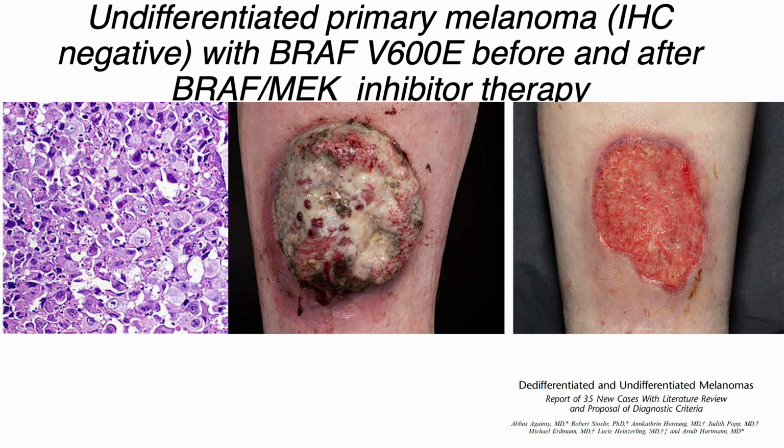So here's another example of similar application of BRAF and NRAS sequencing. So this is a huge undifferentiated tumor on the knee. This is what the histology looked like. Immunostains were negative for everything, but on sequencing this turned out to have BRAF V600E, identifying it as likely an undifferentiated primary melanoma and also enabling targeted therapy. So this is after BRAF MEK inhibitor therapy.